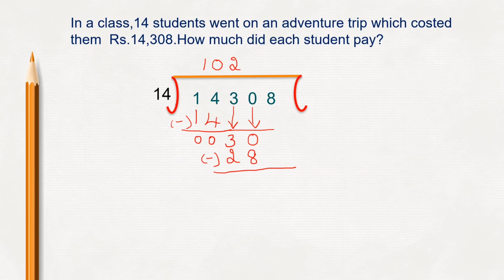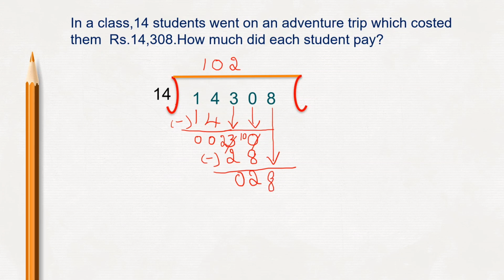From 0 we cannot take away 8. So we'll have to borrow from 3. 3 becomes 2 after giving 1. So after receiving 1, 0 becomes 10, right? 10 minus 8 is 2. 2 minus 2 is 0. Now bring down the last digit, that is 8. Now we are left with 8.